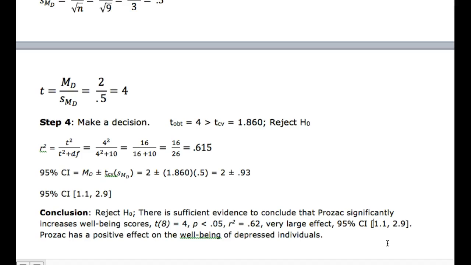And there we go. We just did a related samples example. This was much easier, right?